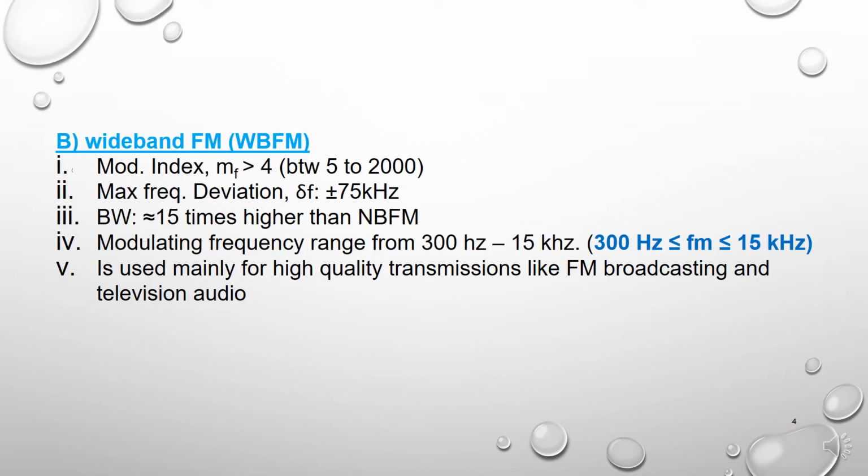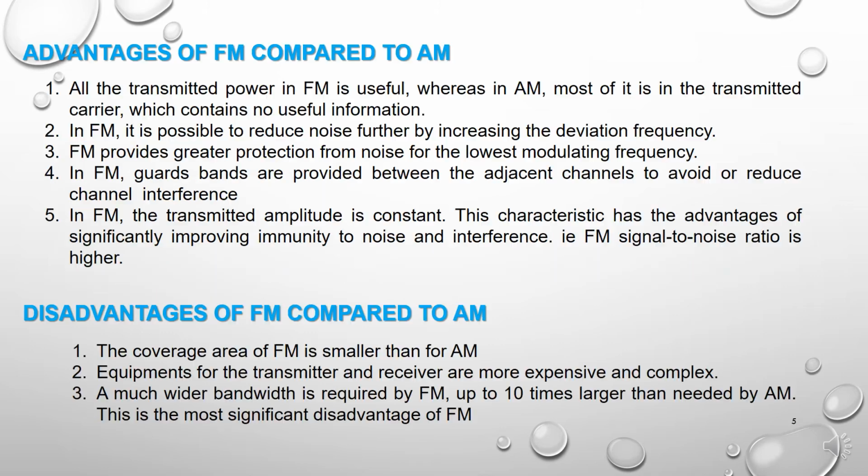So the next type is wideband FM. The modulation index mf is bigger than 4, or between 5 to 2000. The frequency deviation maximum is 75 kHz. Bandwidth is approximately 15 times higher than narrowband. The modulating frequency ranges from 300 Hz to 15 kHz, and it is used mainly for high quality transmission like FM broadcasting and also television audio.